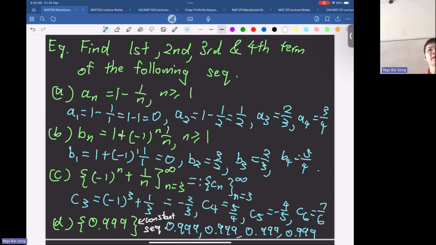Like what I said last time, constant function. Okay, so this is a constant sequence. So far so good. Okay, can follow.